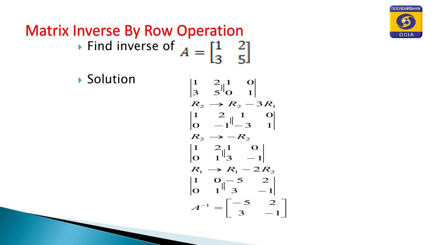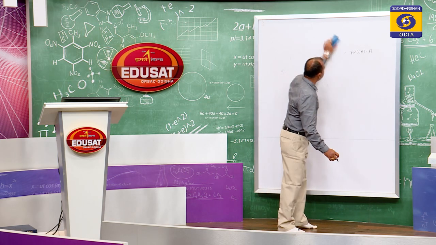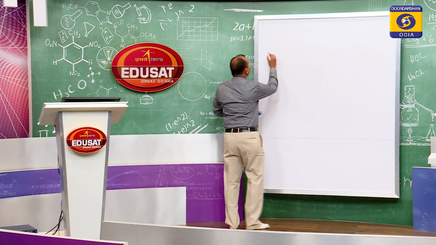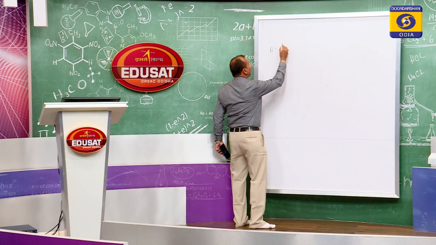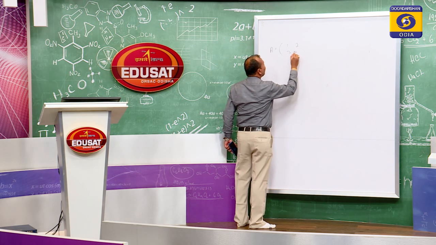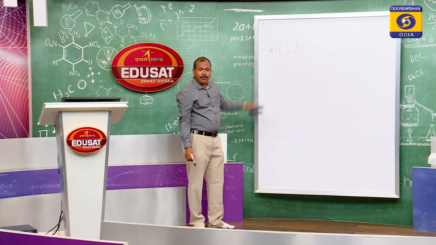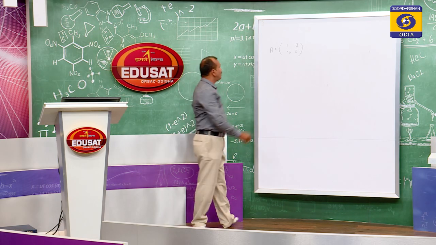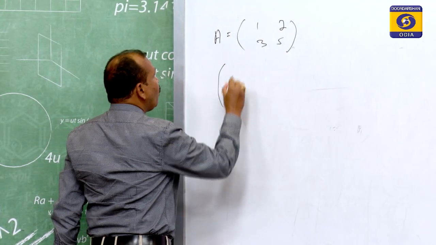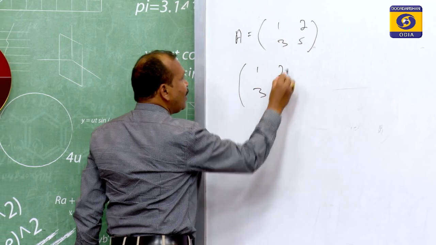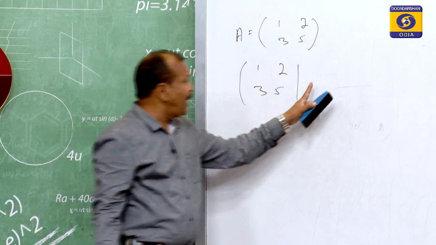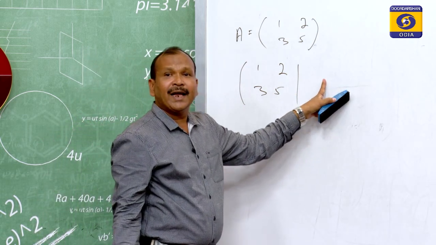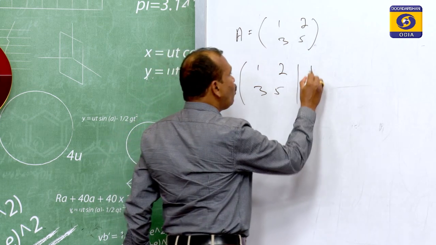How to find the inverse of a matrix by row operation? Suppose A is a matrix given by 1 2, 3 5. We have to find the inverse of that matrix by row operation. We write 1 2, 3 5. Here we write the unit matrix. This is a second order matrix, hence we write the second order unit matrix, 1 0, 0 1.